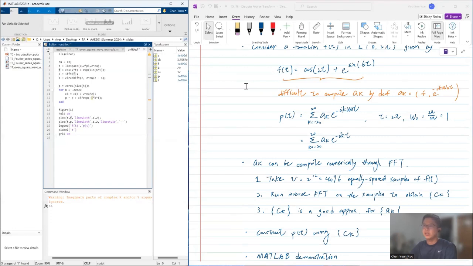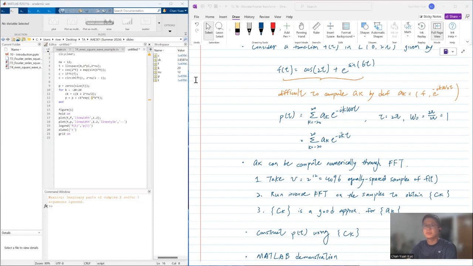And once we have obtained the coefficients, we can then construct a Fourier series approximation using those coefficients. So here the approximation is going to be from k equals -20 all the way to 20. So in total, we will have 41 coefficients. And now I'm going to show you what we get in the end.